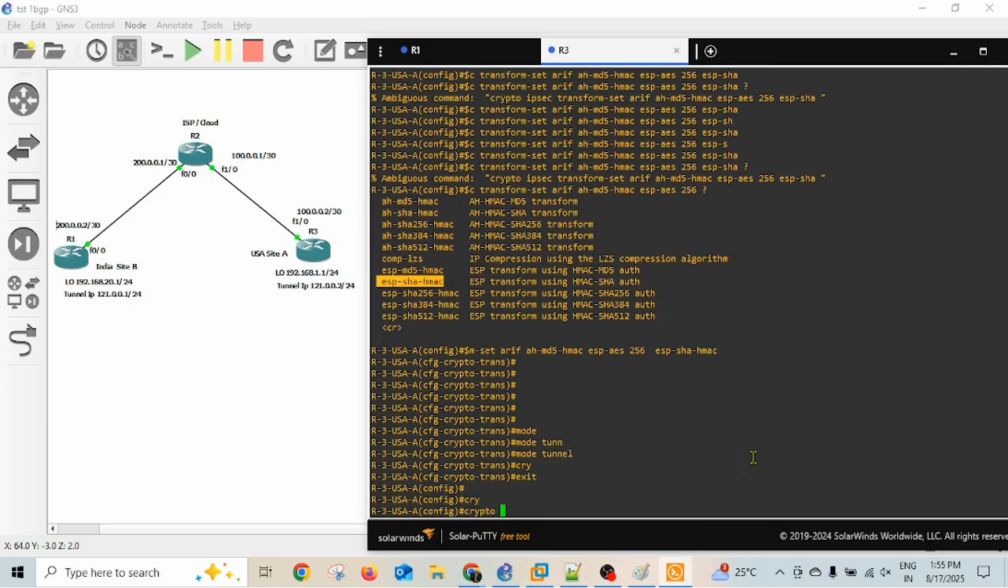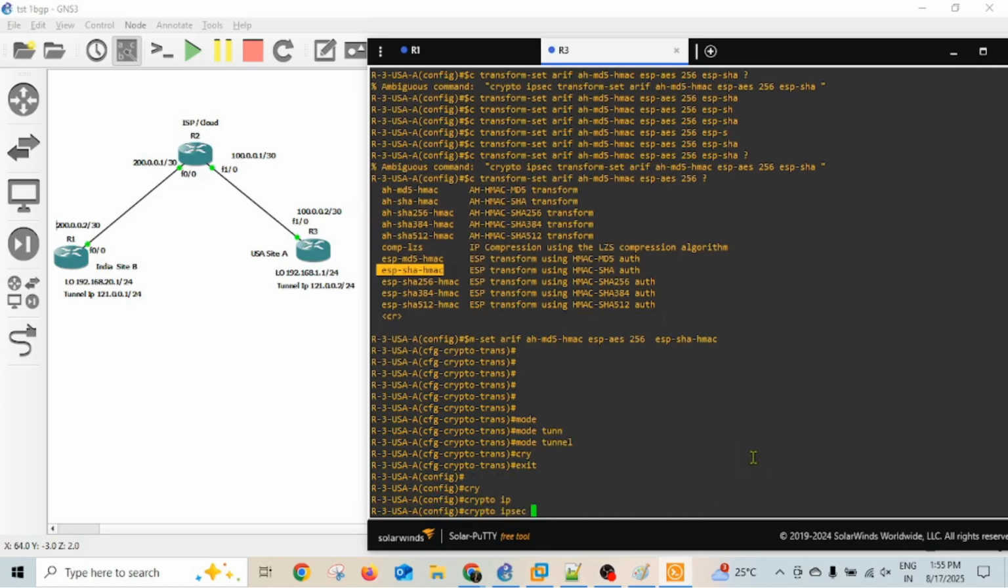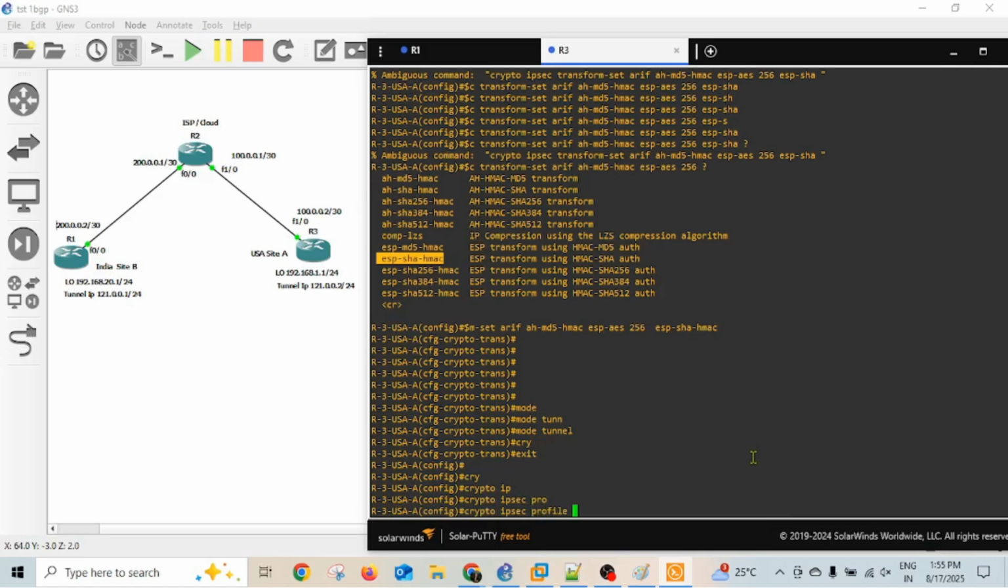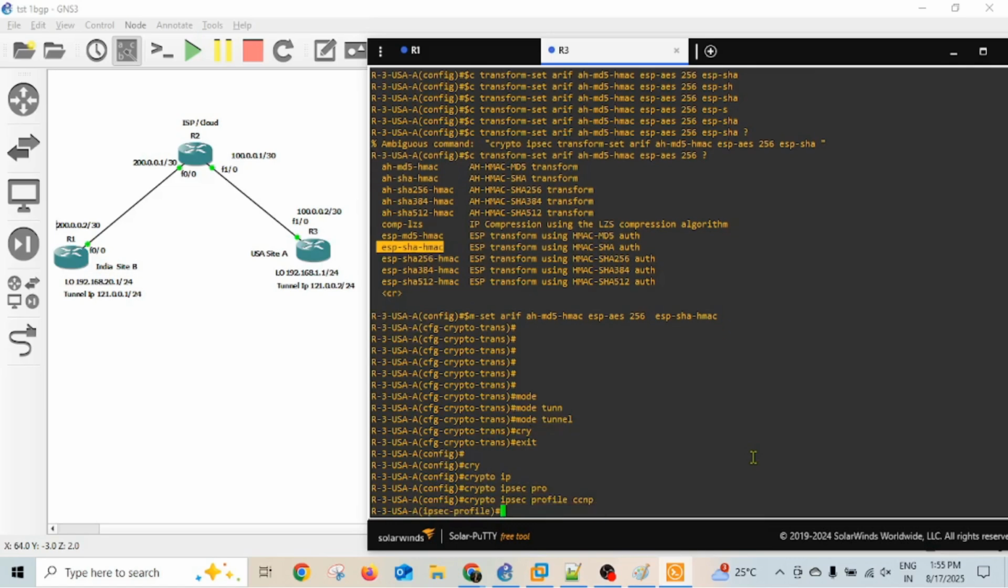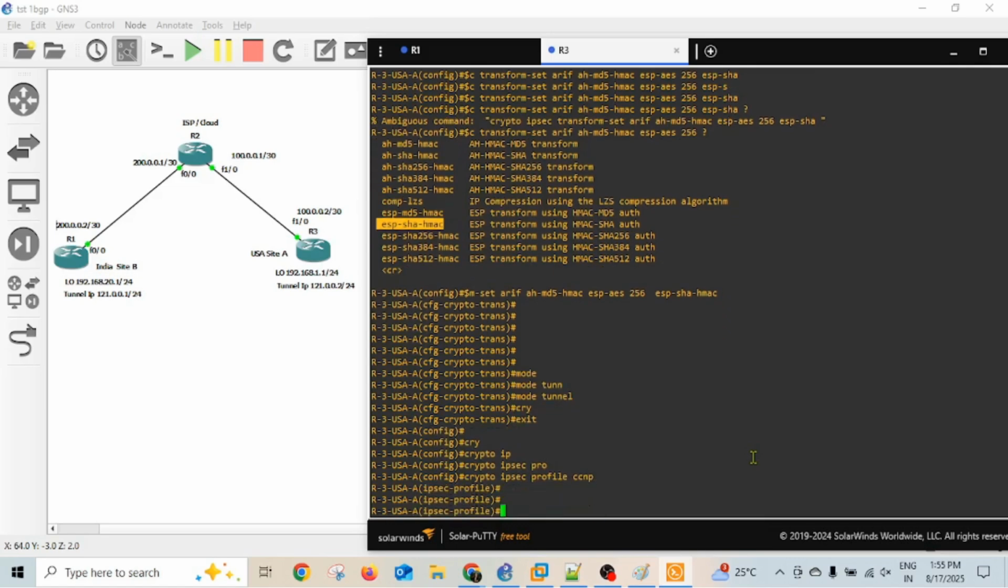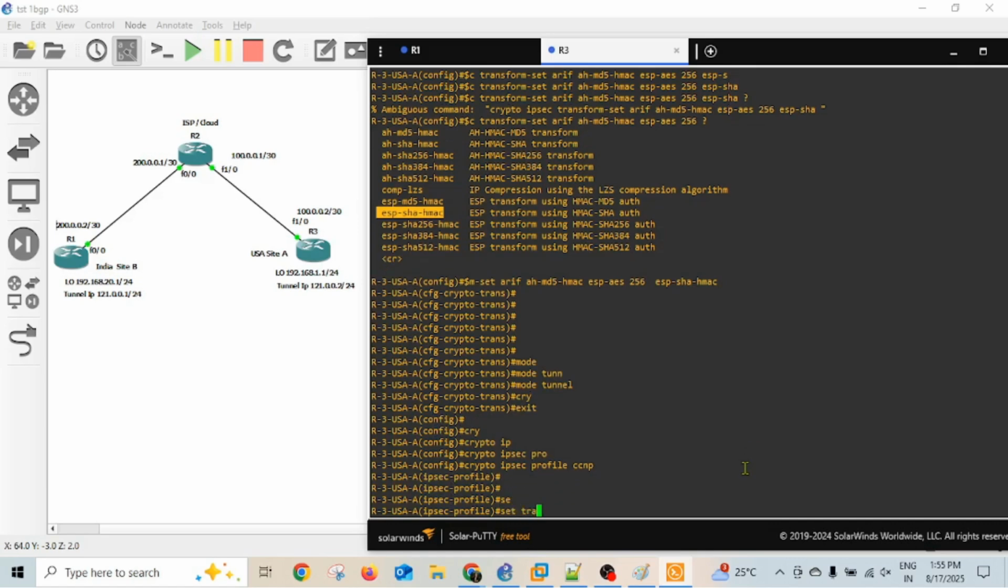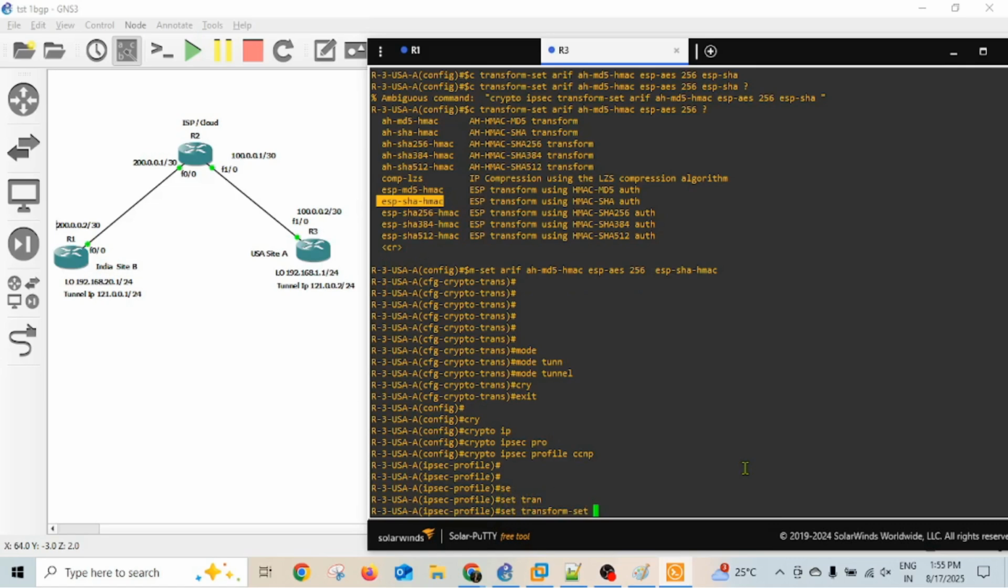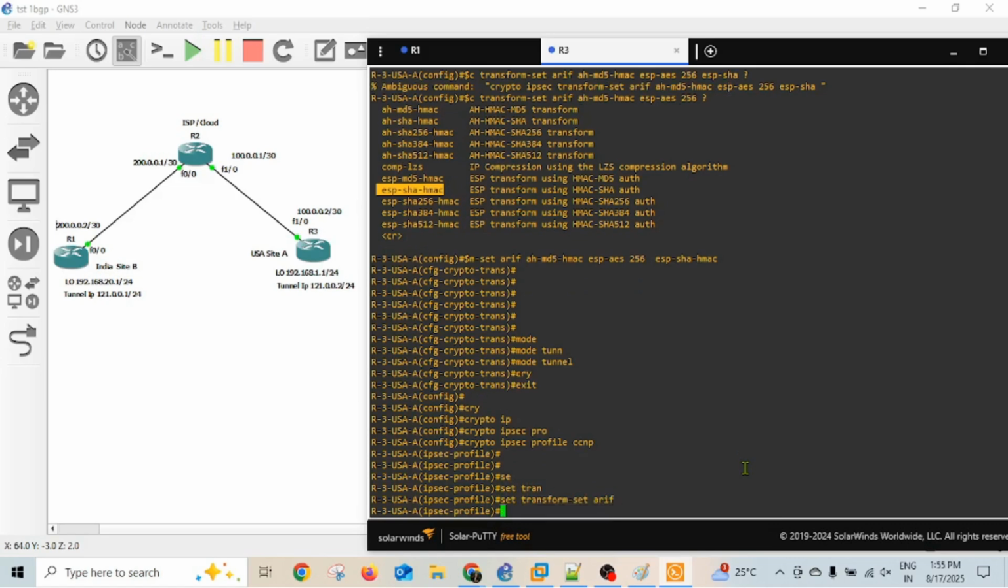Crypto IPsec profile, okay, CCNP. There's the IPsec profile CCNP, set transport, okay.